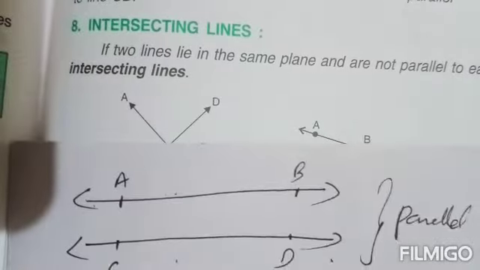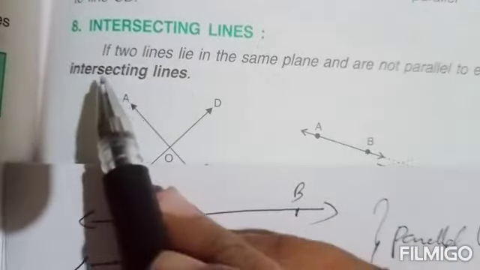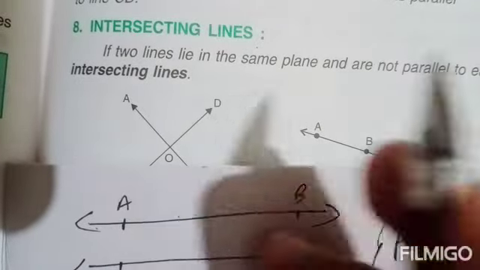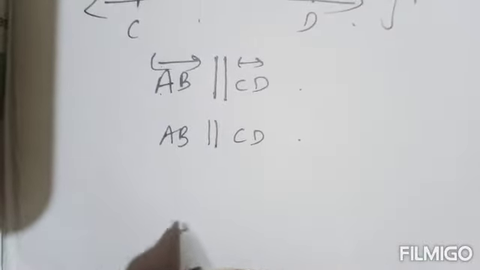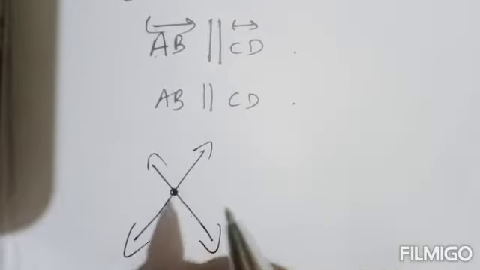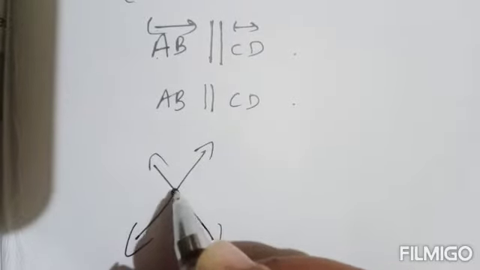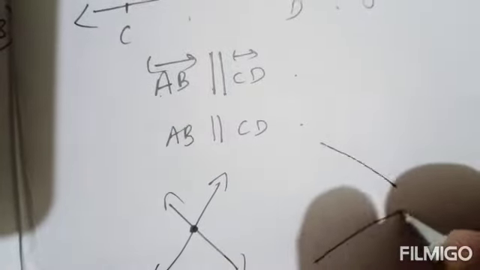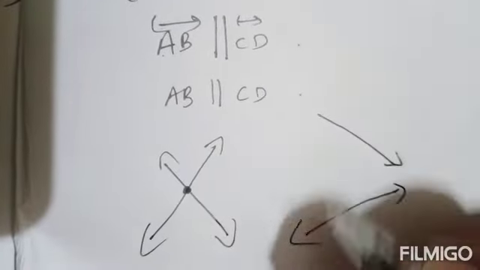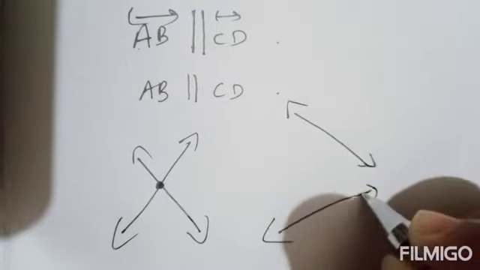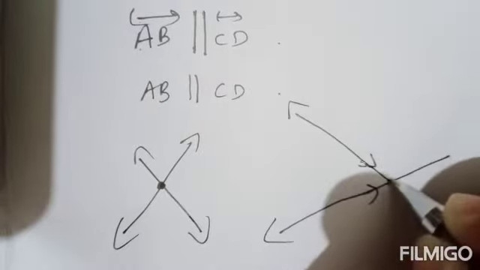Okay, now eighth one, intersecting lines. If two lines lie in the same plane and are not parallel to each other, they are called intersecting lines. So if two lines are not parallel, then they are called intersecting lines. So these two lines are intersecting lines because they intersect or they touch each other at one point. Okay, now here you can see these two lines. These are intersecting lines because when we extend this line, they will intersect at one point.